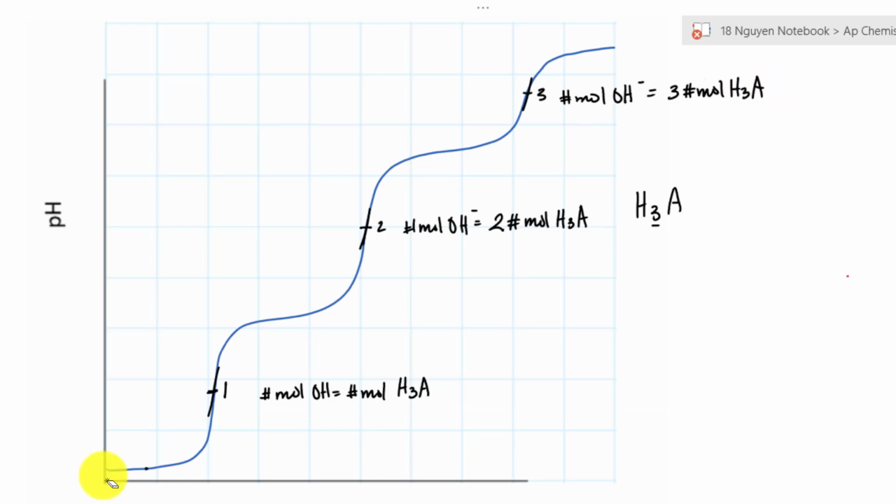What else can we learn about this graph? We can actually look at the half equivalence points. This is our first one right here. So this is a half equivalence point, labeled HE. That's our first one right there. And this will be our second one right there. So HE, this is our second one, and this will be our third one.